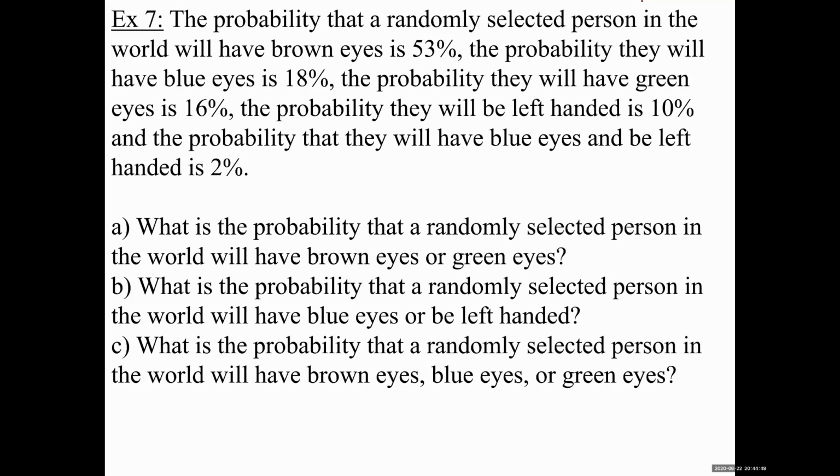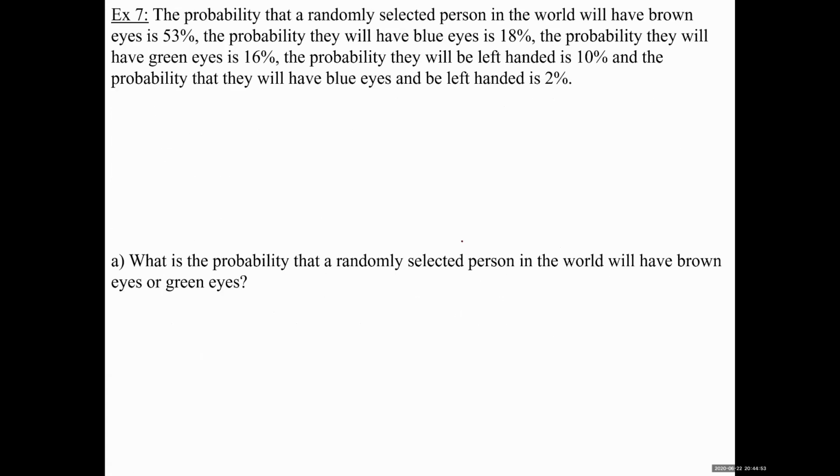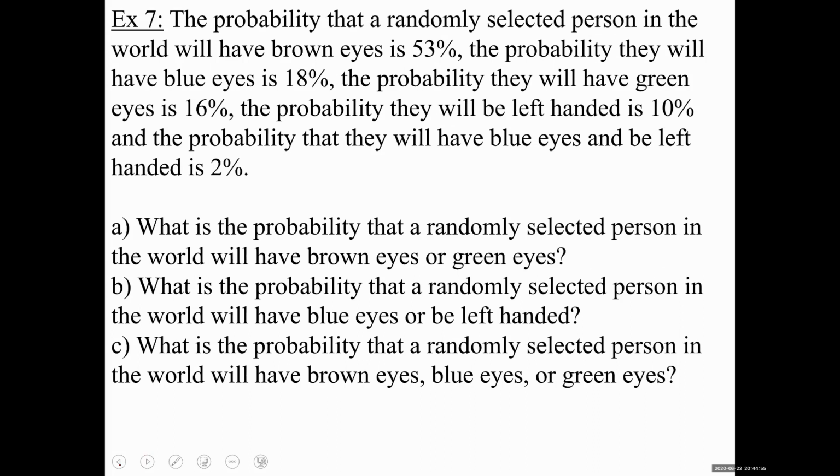Part A says, what's the probability the randomly selected person in the world will have brown eyes or green eyes? Again, the most important word here is the word or. So they're asking us about an or. Part B, what's the probability the randomly selected person in the world will have blue eyes or be left-handed? Again, the question is about or. And part C, same thing. What's the probability the randomly selected person in the world will have brown eyes, blue eyes, or green eyes? So these are or problems.